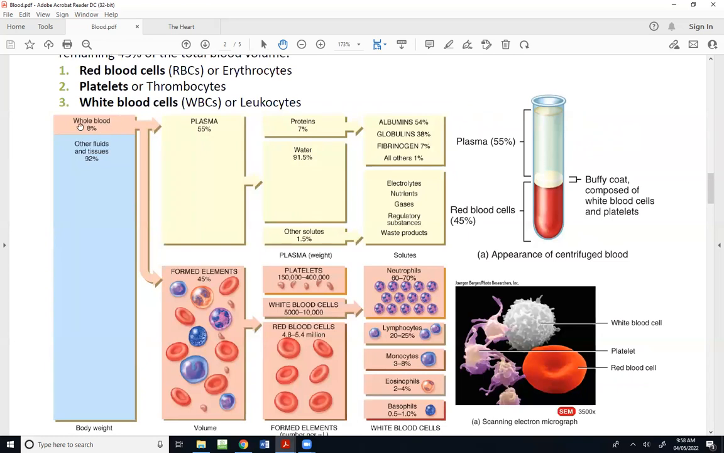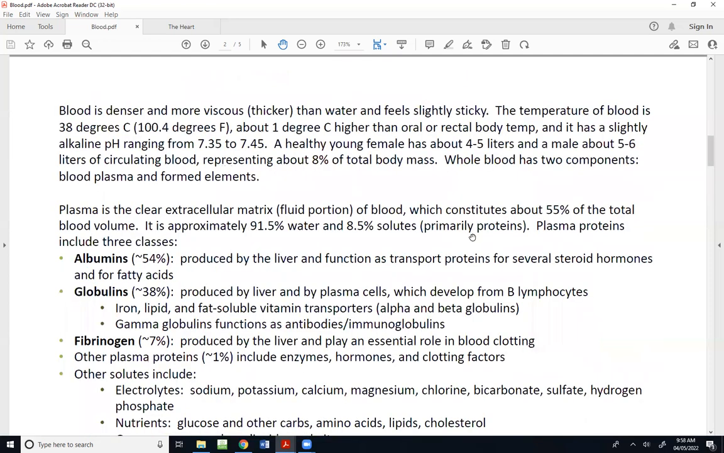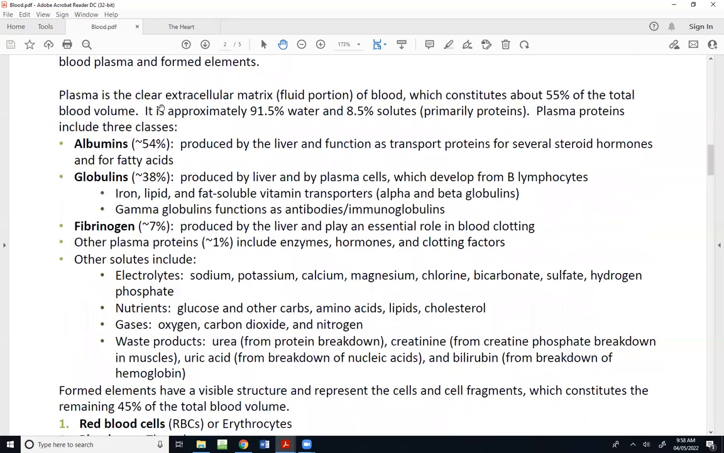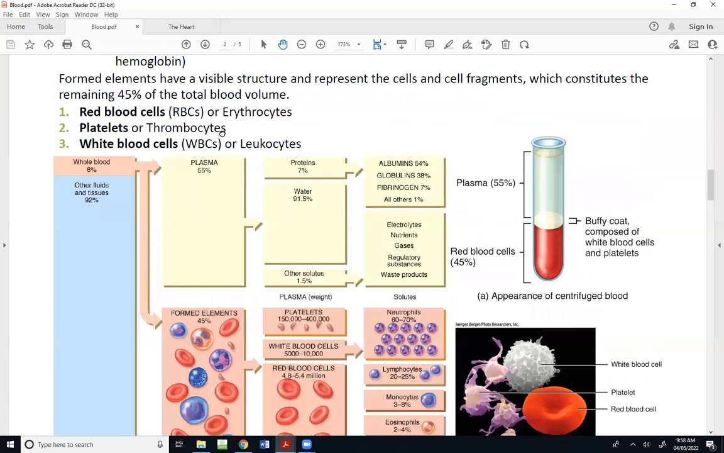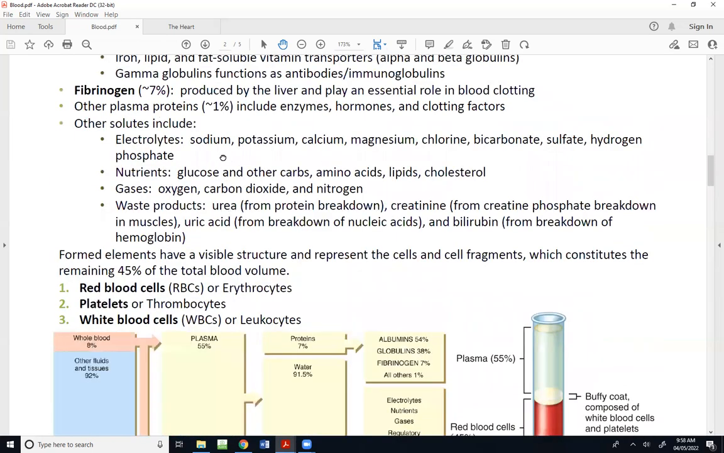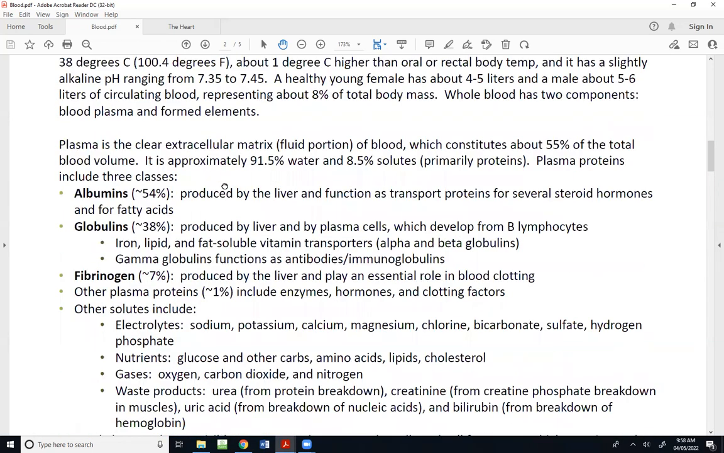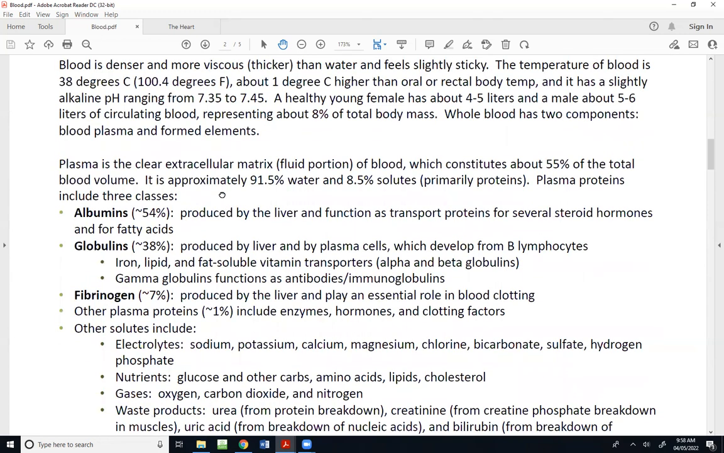Now, of that 8% of our body, that whole blood has 2 major components, as we've already said, the plasma or liquid portion, and then the formed elements. Okay. Plasma is just the clear extracellular matrix or fluid portion of our blood, and it constitutes about 55% of our total blood volume. So a little bit over half of our blood is the liquid. So just about half or a little bit more than half when you are bleeding of that blood coming out is just the liquid part.